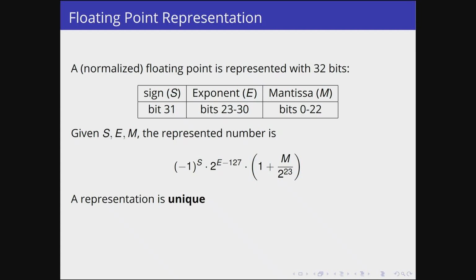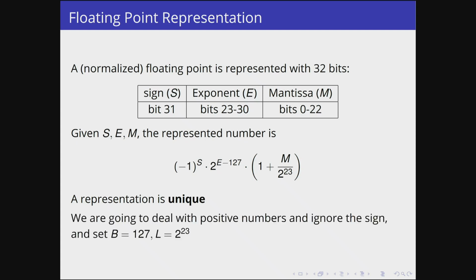There are also other kinds of floating point numbers that can be used with the standard, like denormalized, infinity, not a number, 0. But we are going to ignore those in this talk. And also we are going to ignore, of course, negative numbers because we don't have to calculate the inverse square root of them. And we are going to use B for 127 and L for 2 to the 23 as general constants. We can use other values for B and L, and everything will work quite the same.